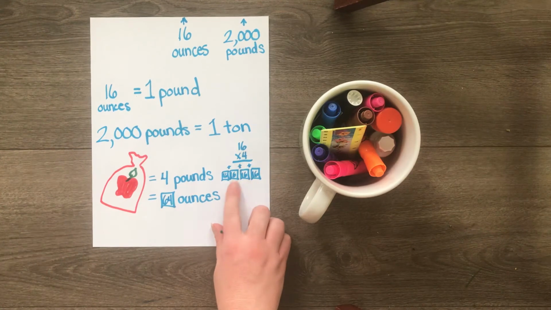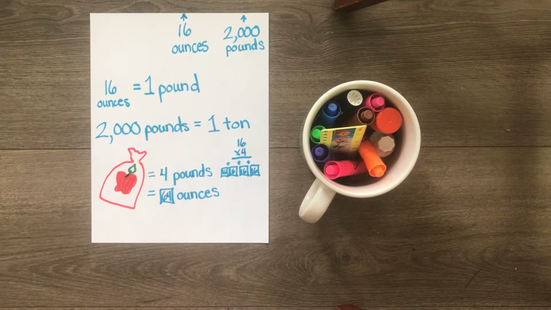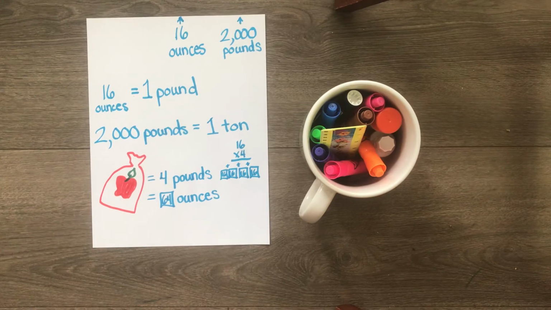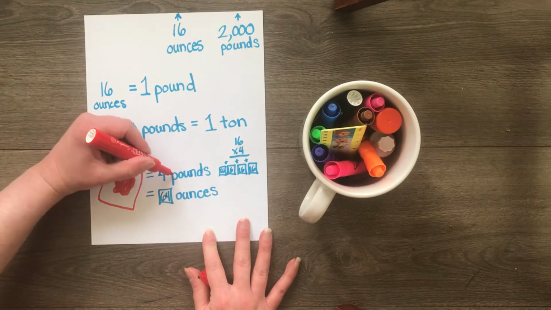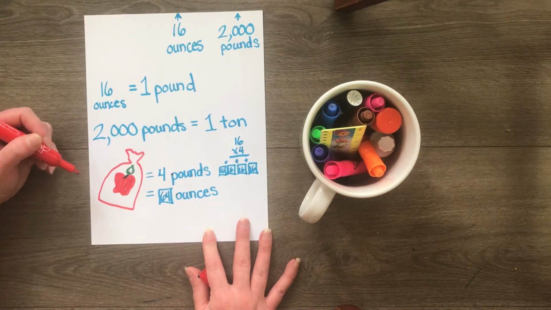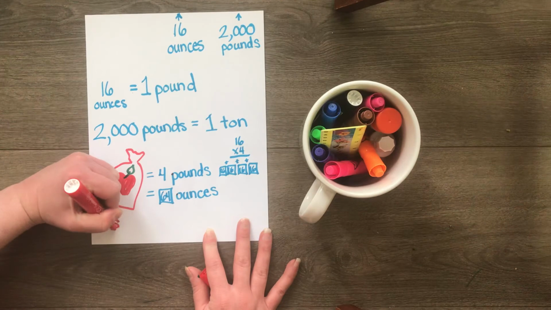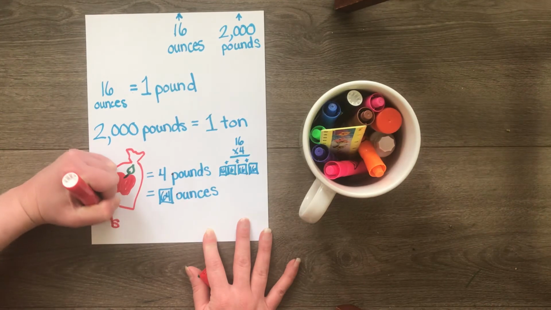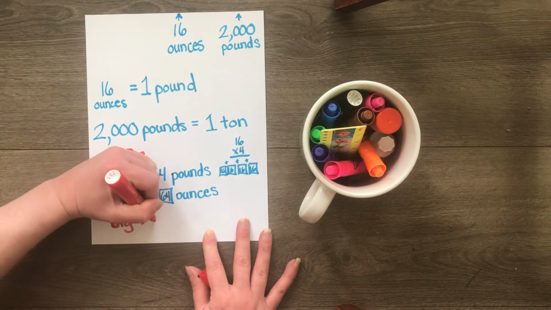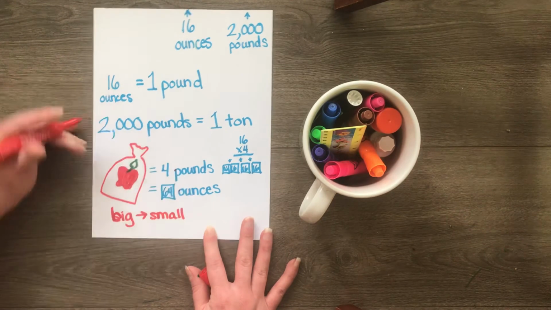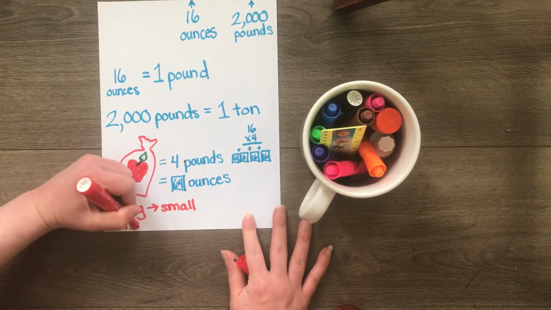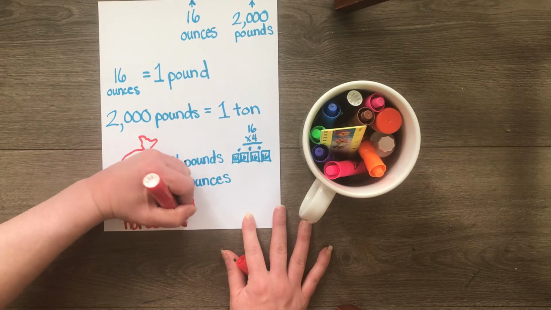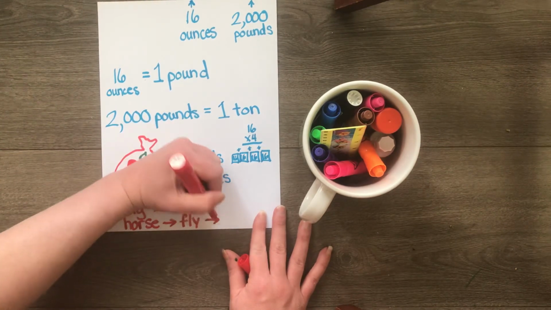So there's one more trick that I want to show you. We figured out that we needed to multiply to find the ounces by drawing a picture. We knew that we needed to multiply, but there's another little rhyme, and it goes like this. When you're going from a large unit like pounds to a smaller unit like ounces, we're going from big to small. And there's a little rhyme that I want to teach you. If you're going from something big like a horse to something small like a fly, you're going to multiply.